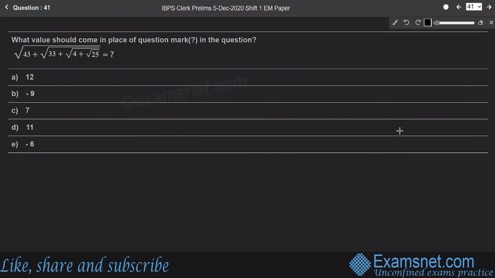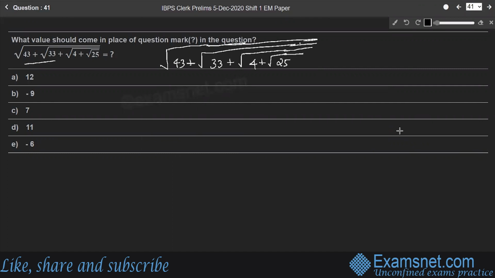Question 41. What value should come in place of the question mark in the question? Here is the question, which is square root of 43 plus square root of 33 plus square root of 4 plus root of 25. And this root of 43 extends up to the last root, which is 25. So let us solve the last, innermost root first.